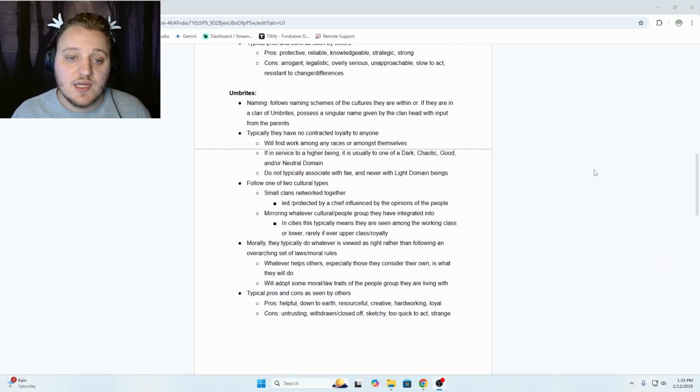Now with Umbrites, their naming usually follows a naming scheme of the culture that they are within, or if they are in a clan of Umbrites, they possess a singular name given by the clan head with input from the parents. A lot of the Umbrite information is dependent on where they are, whether they're in a colony of themselves, a clan of themselves, or they are part of a bigger cultural group. Typically, they have no contracted loyalty to anyone. They'll find work among any other races or amongst themselves.